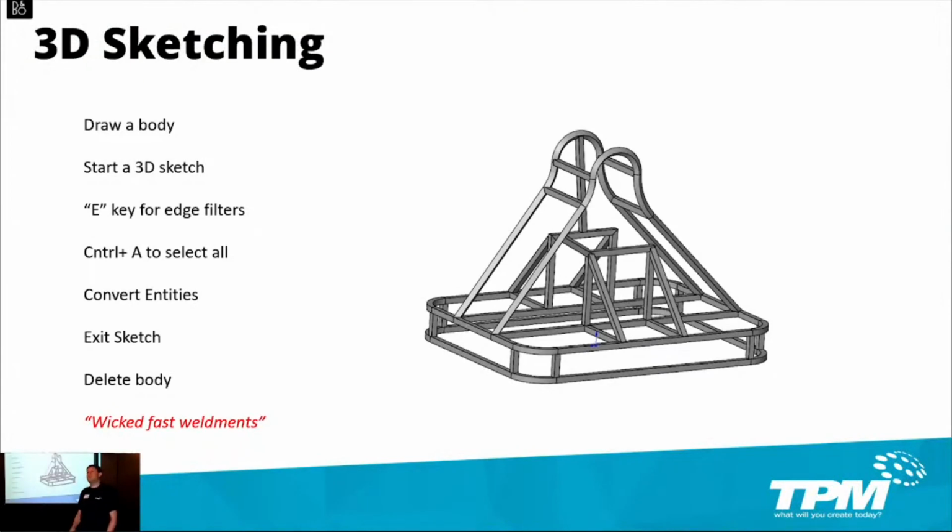So, the steps. Draw a body. Start your 3D sketch. You hit your E key for edge filters. Then you do a Control A to select all. You hit your Convert Entities command, and that will give you your sketch. You exit that sketch, delete the body, and now you're starting with a brand new, fresh 3D sketch ready to go for your frame.